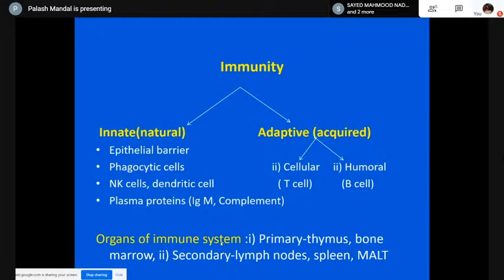Now what are the secondary organs? They are the lymph nodes, the spleen, and the mucosa associated lymphoid tissue. So these are the secondary organs.